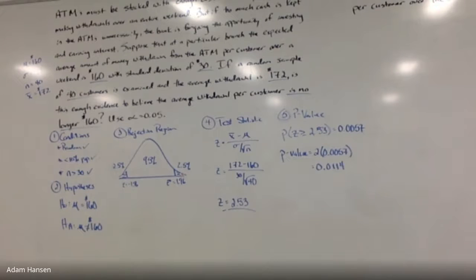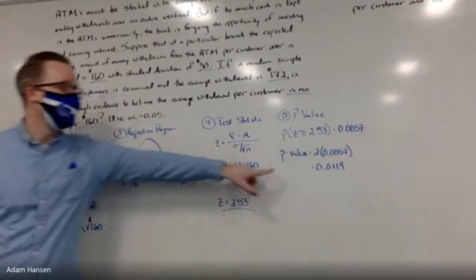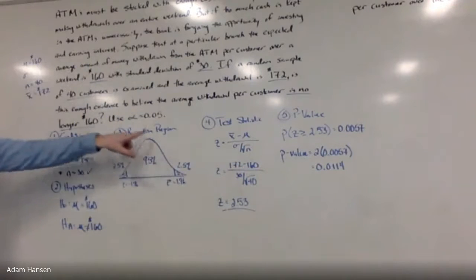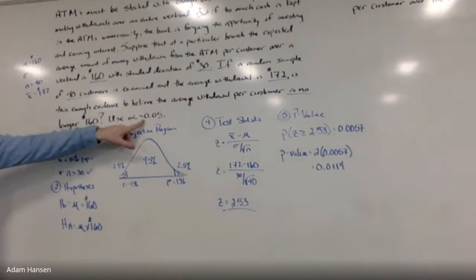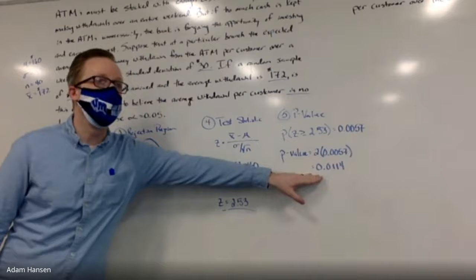If it were actually true that the customer withdrawal amount was $160, I'd find 40 people with their average withdrawal amount about 1% of the time. If my significance level is 5%, I want to reject a true null hypothesis only 5% of the time. Is this value within the allotted error? Is my p-value less than my significance level? So what should the decision be when using the p-value?